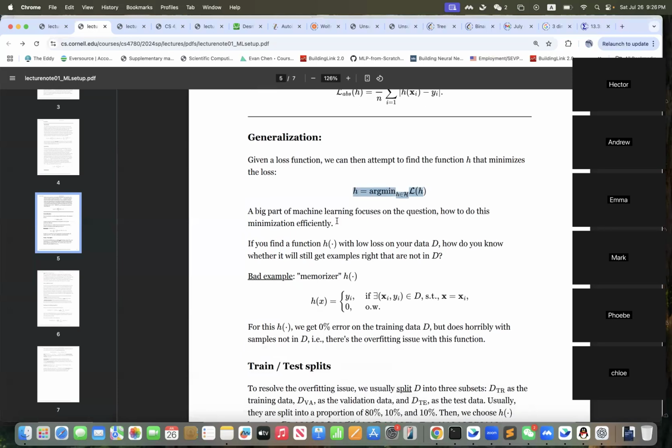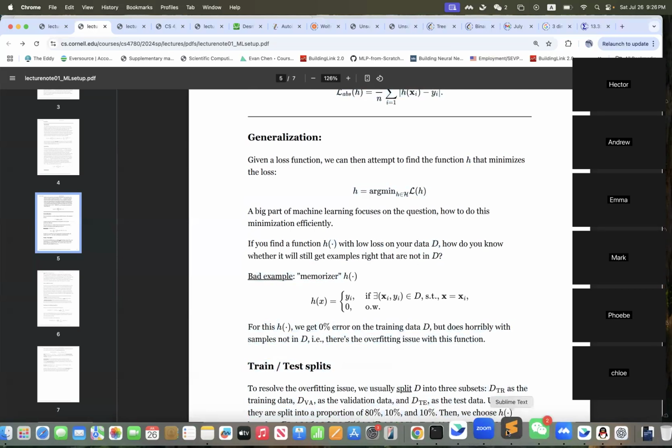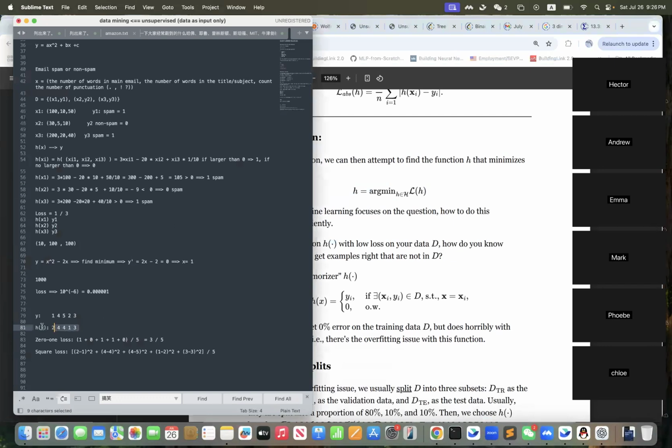Now, how do we find the h efficiently? If you find an h with a low loss on your data, how do you know whether it will get examples right that are not in D? This is a good question. Say in this example, we found an h and we are satisfied with this loss. This loss is 3 over 5. Suppose we are satisfied with it. Of course, we are not really satisfied, because we want an even lower loss, like an industry standard. But suppose we are satisfied with 3 over 5. How do we verify that this loss is really good enough?